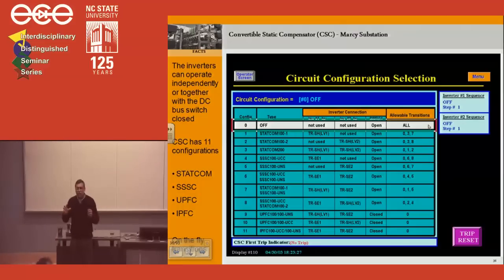So this is one of the most comprehensive FACTS installations in the world. And we have it right in the US, guys. This thing can be operated in 11 different modes. This is the operator screen. We call these by fancy names: STATCOM, which basically means a shunt device. An SSSC is a series device. And a UPFC is basically a connection of series and shunt. And an IPFC is a connection of series and series. So that's what we did.